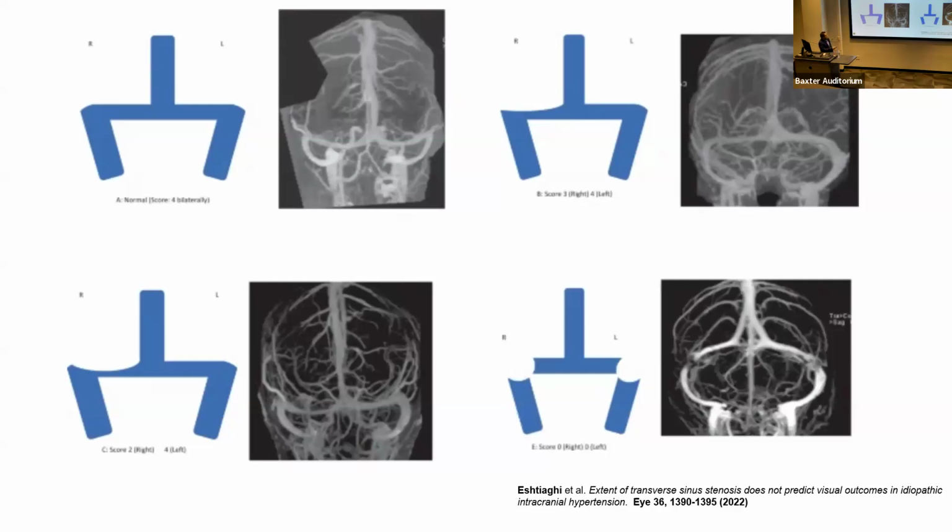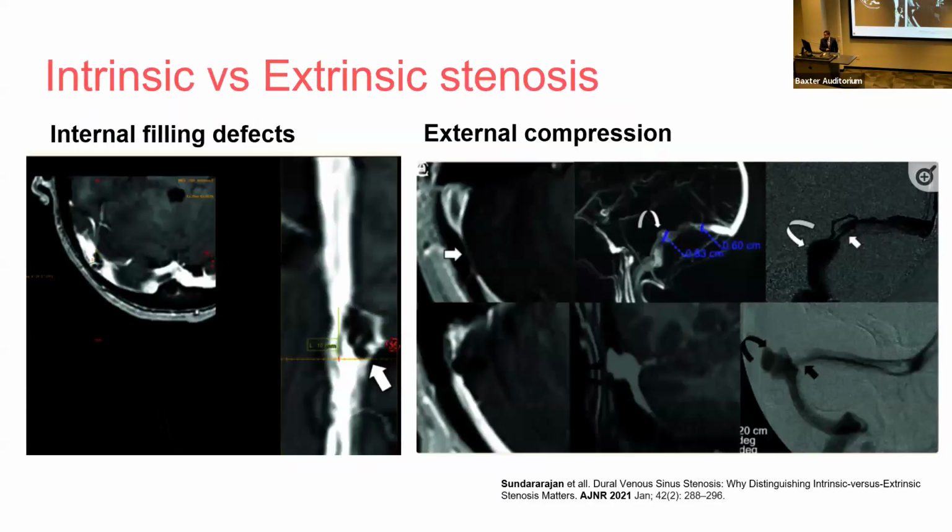Sometimes it could be bilateral. We're talking about two different types of stenosis. One is intrinsic, when there is a defect in the filling. So this is focal, that most likely is an arachnoid granulation. But sometimes there is external compression, which we call extrinsic, where the whole transverse sinus is affected.